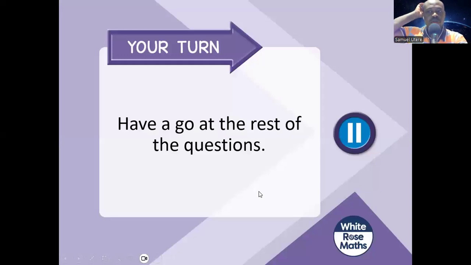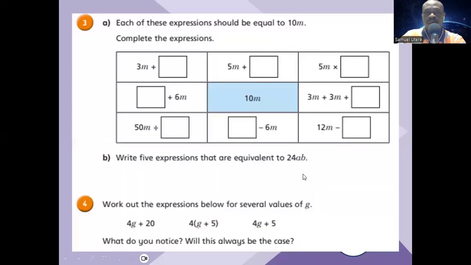All right. What you've learned so far before you have a practice and the questions is that for you to test whether expressions are equivalent, you can try using different numbers. And always remember the principles of algebra. Here are questions 3 and 4. Pause the video and have a go at these questions for 4 minutes. You can do it quicker than that.